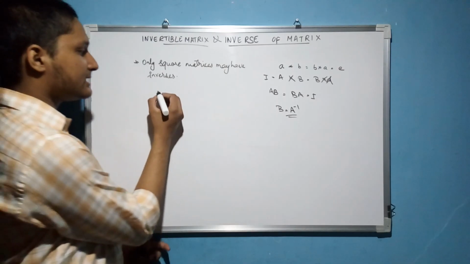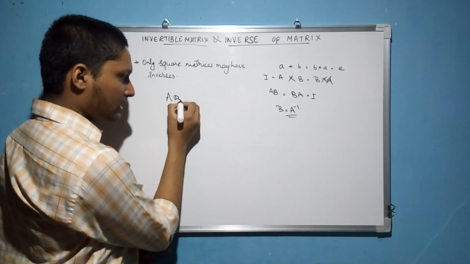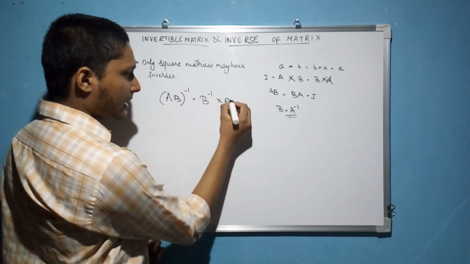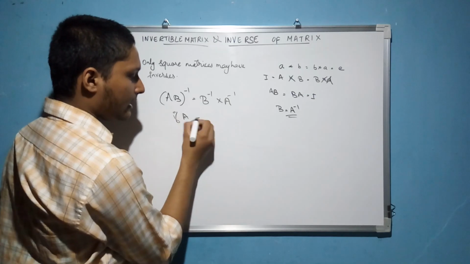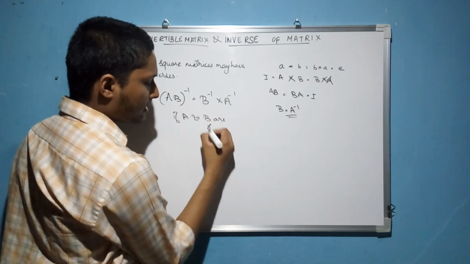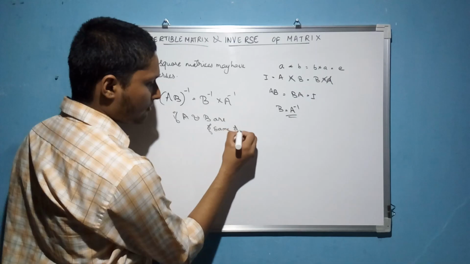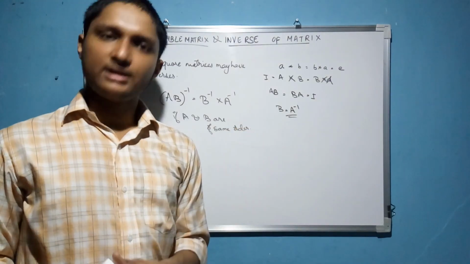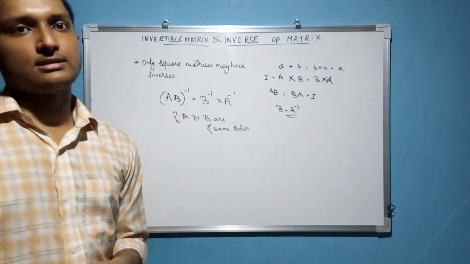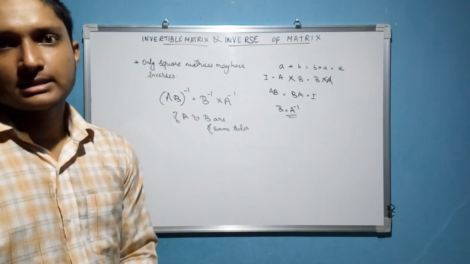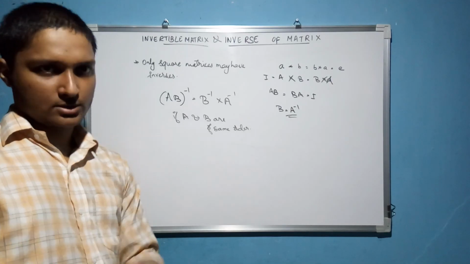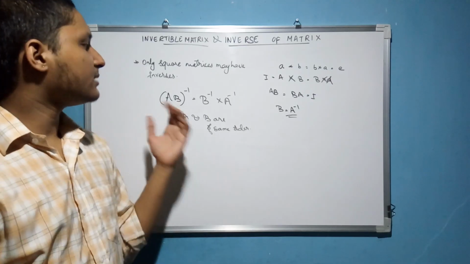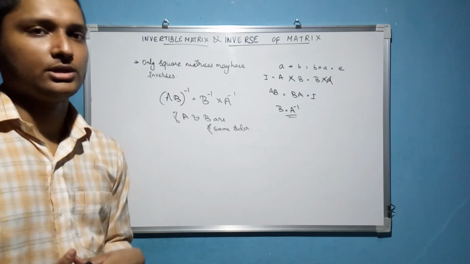There is one more property that is very important here: (AB) whole inverse is equal to B inverse into A inverse, if A and B are of the same order. If A and B are square matrices of the same order, then I can say that (AB) whole inverse is going to be B inverse into A inverse. There is another proof given in the textbook. You can refer to it yourself, or you can just skip it.